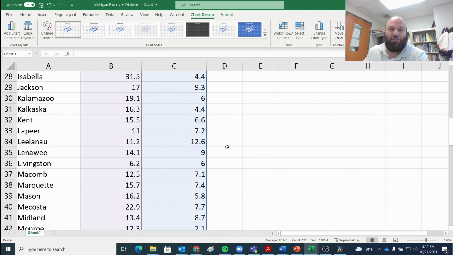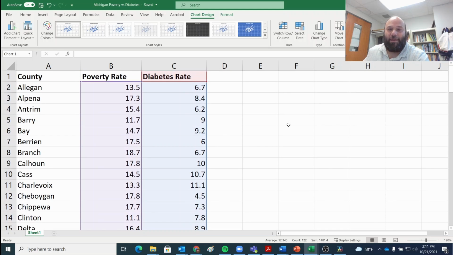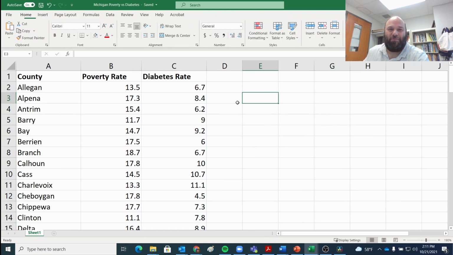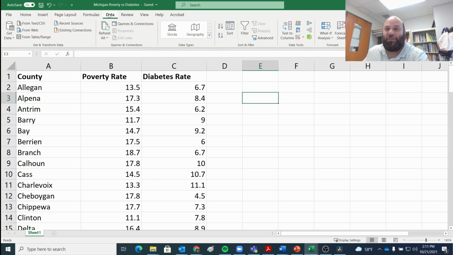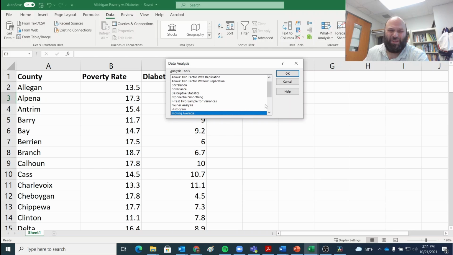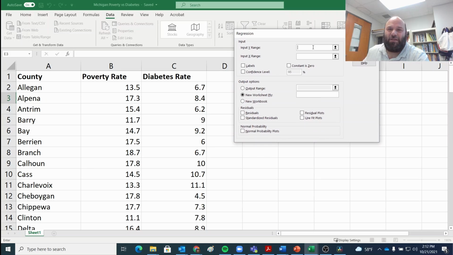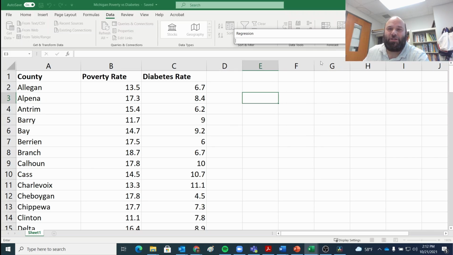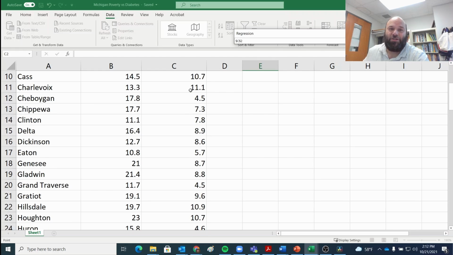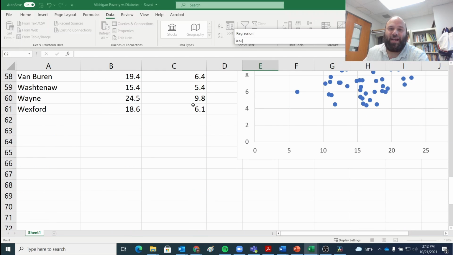So to review, to run the regression, I'm going to put my regression results right here. So remember, we go to Data. You should have downloaded the Analysis ToolPak. So we select Data Analysis, and we select Regression. In here, for the Input Y Range, clicking on the arrow allows you to highlight, and I'm going to highlight the diabetes range. We want to know if poverty predicts diabetes.